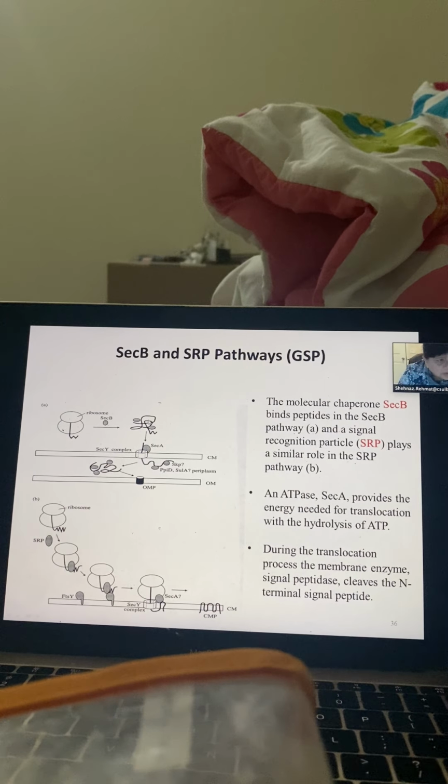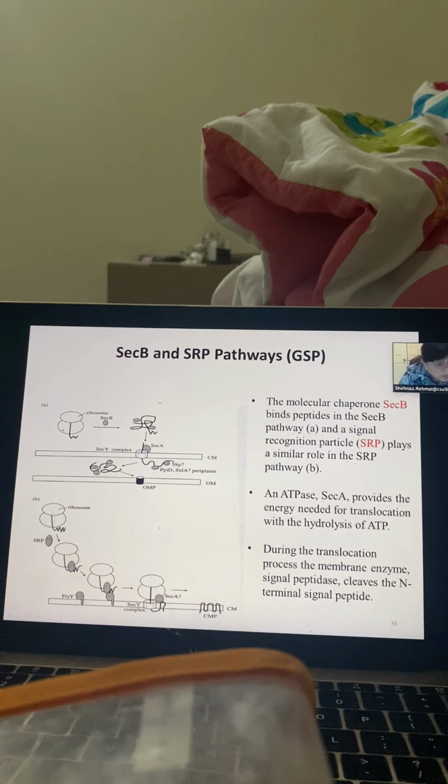SEC-B binds to it so it doesn't fold anymore, and it transports it to SEC-A, where the SYEG complex has made a pore for it, and through here the protein will be allowed to go into the periplasmic space, and in the periplasmic space it is kept unfolded by certain other different proteins, with different mechanisms for different proteins there. And then it will be directed towards the outer membrane, where the protein will be embedded in the outer membrane.